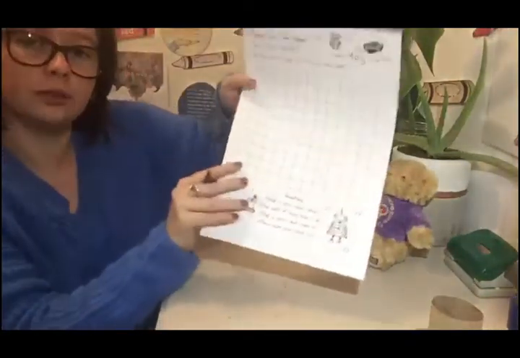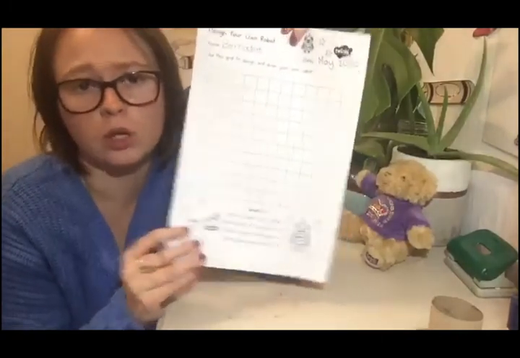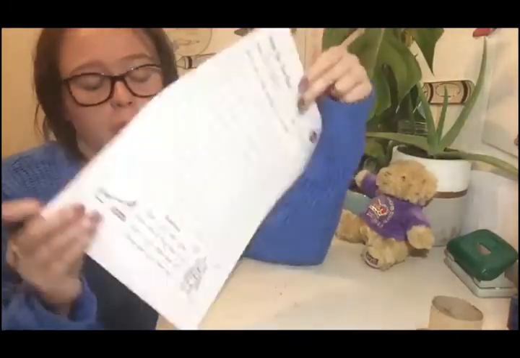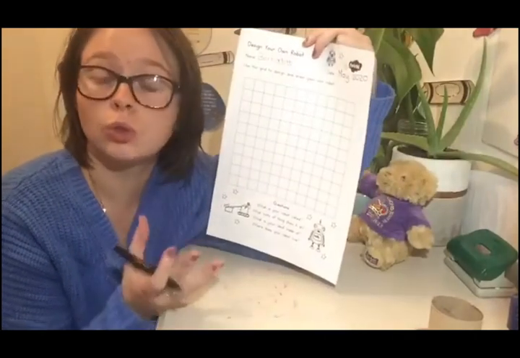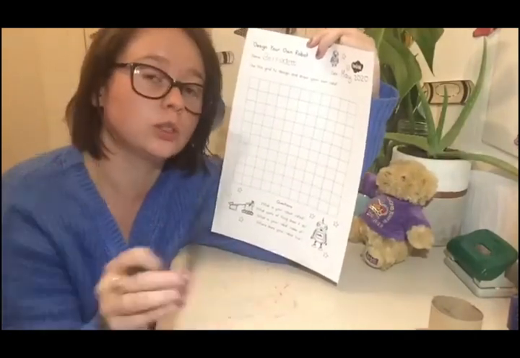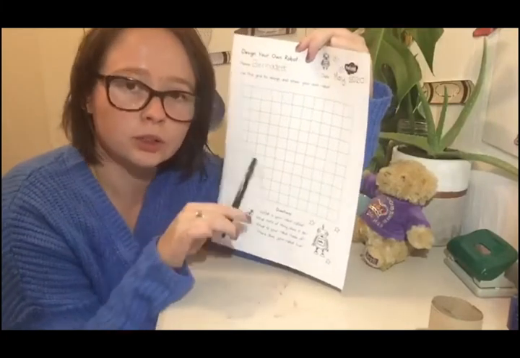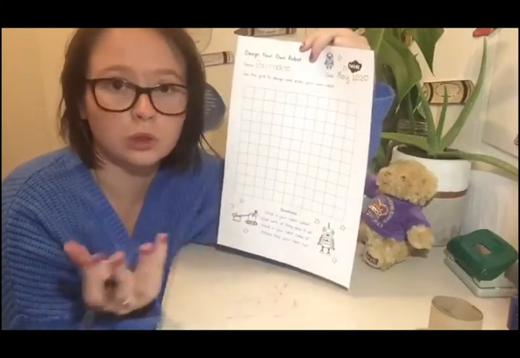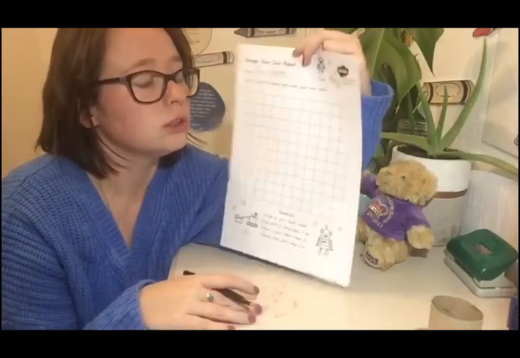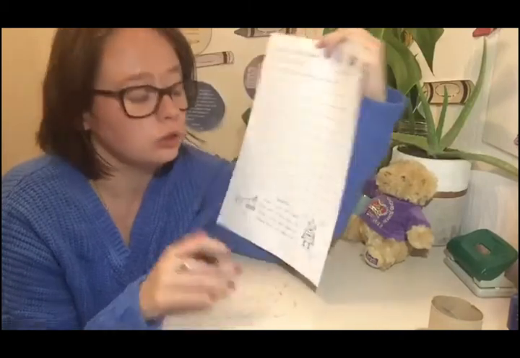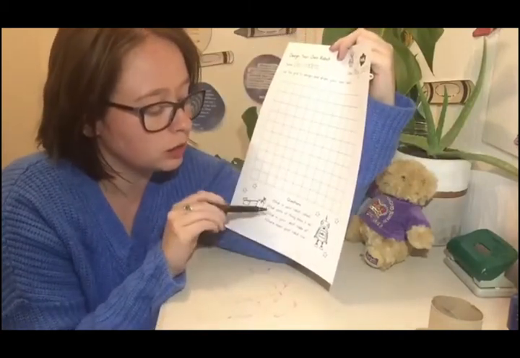Now you have a block with many blocks, or a blank piece of paper. And you are going to just draw your own robot. So you can use a pencil. I'm using a pen so that you can see on the paper, but please use a pencil so that you can erase when you need to. Then, when you're done designing your robot, you have to name your robot.